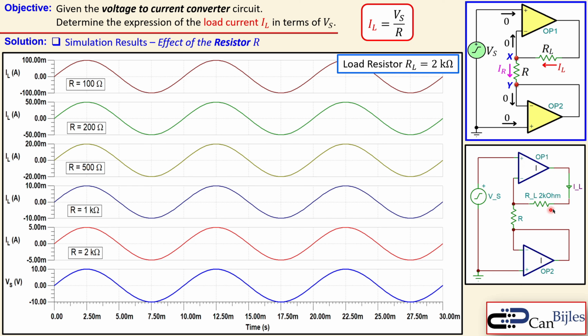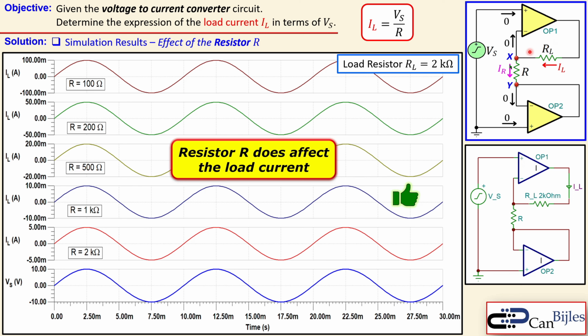So we say, again, the resistor R will have an effect on the load current according to this formula, but the load resistor will not affect the load current. So this is indeed verified and correct as we have calculated. Alright, what's our example considering the voltage to current converter circuit? In this case we have calculated the required formula to go to the load current from the input voltage, and we have seen that the load resistor is not affecting our load current.